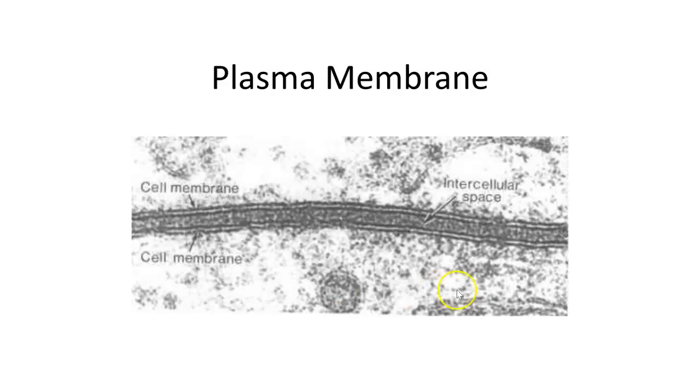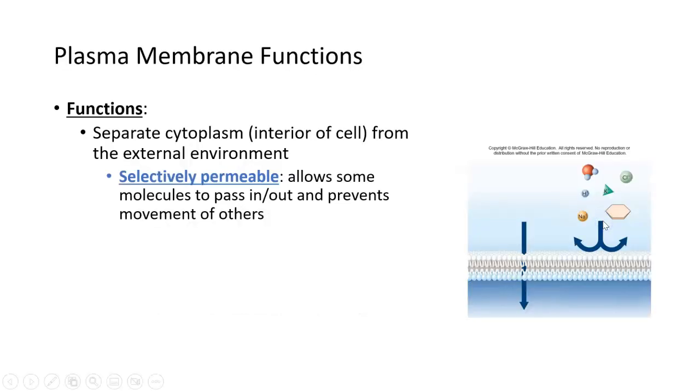Right? And so the plasma membrane of bacterial cells functions the same as it does in eukaryotic cells. The job of a bacteria's plasma membrane is mostly to separate the inside of the cell from the outside environment. You want to keep the cytoplasm or the inside separate from the world.